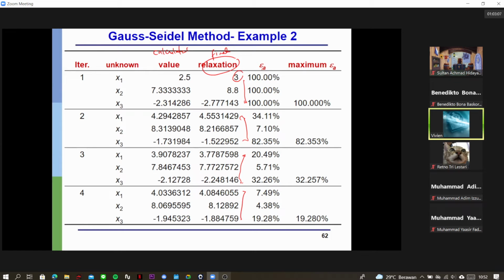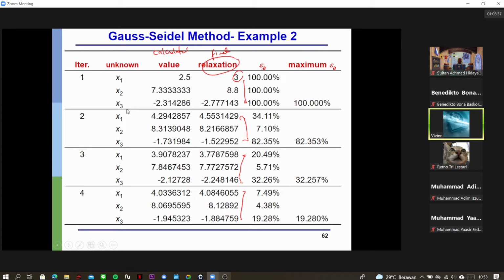Under relaxation factor, we can use it when we have a divergent solution, or when we have fluctuation in the calculation. As a general rule, if there is no problem with the calculation, we can use the unmodified Gauss-Seidel method and just choose directly the value which is calculated. Okay, so that is about the Gauss-Seidel method.